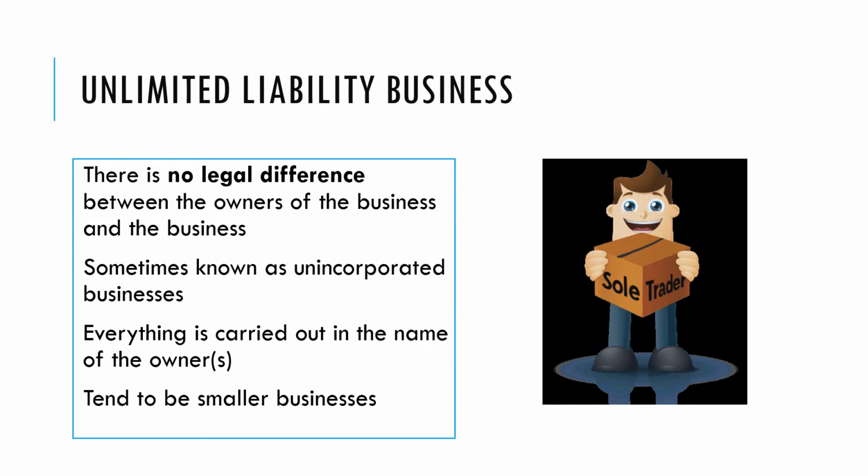So if you were to set up your own window cleaning service, it would be your name that you were acting in, and if you took out a loan to buy some supplies, then you'd be responsible personally for paying back that loan. So even if the business ran out of money, you might still have to sell some of your own personal assets to cover any shortfall.